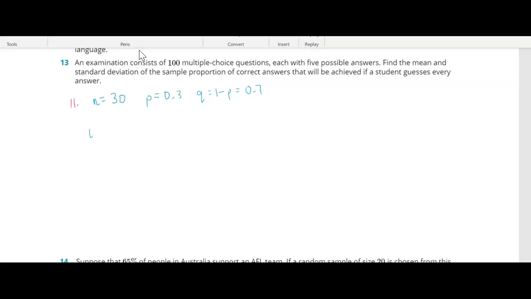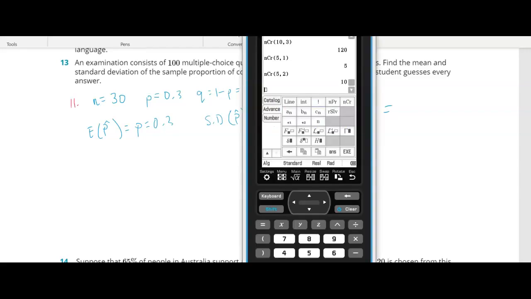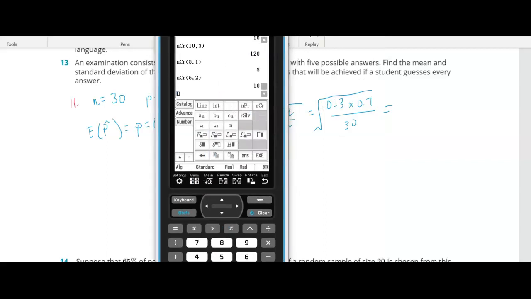All right, so our expected value is just equal to P, which is 0.3. And our standard deviation is equal to the square root of P times Q over N. So we're going to have 0.3 times 0.7 over N, which is 30. And we're going to have to take the square root of that. So we need to do that on the calculator. I was trying to simplify it, but we'll just do it on the calculator.